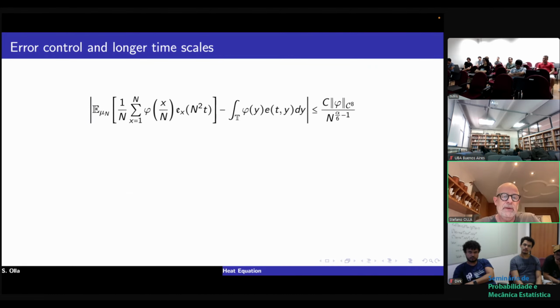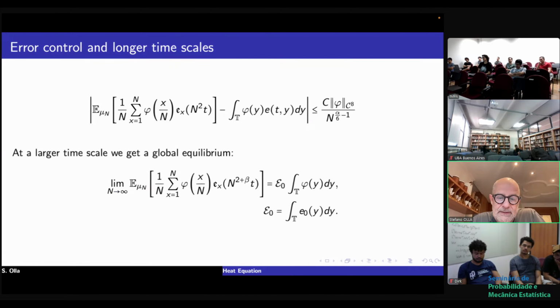And for people that like quantitative results, we can also estimate the distance between the empirical distribution of the energy at n fixed and the final result. This will depend on the smoothness of the function phi. And remember, alpha, we take it bigger than 6. So this will give how close we are to the final limit if we have n big.